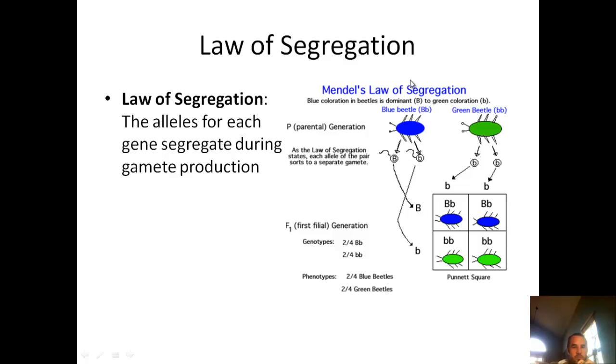And what that means is that alleles for each gene segregate during gamete production. So in meiosis, the alleles for each gene are going to separate from each other. So our blue beetle has got 2 alleles. When this beetle makes its reproductive cells, one allele is going to go one way, and one allele is going to go the other way. So here's the beetles.